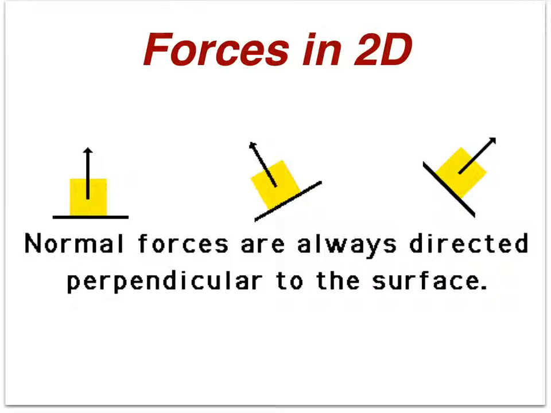Forces in two dimensions are different on inclined planes. Normal forces always act in a direction perpendicular to the surface. So this is what I was saying earlier. If my surface is flat, my normal force is at 90 degrees. If I'm on an incline, my normal force is still 90 degrees to that incline. So make sure you remember that, it's important.